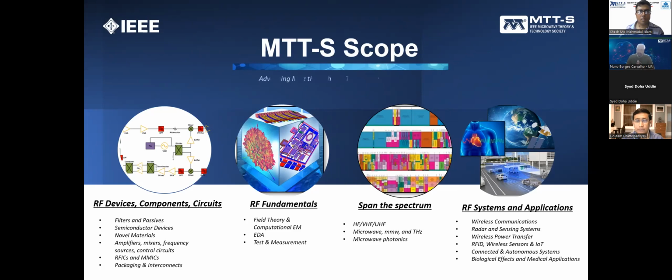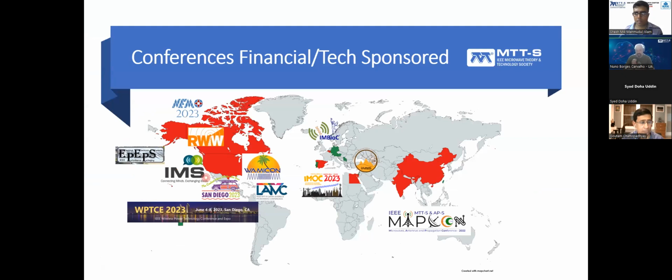So in order to accommodate that and also to accommodate more frequencies, we normally say that we are the megahertz to terahertz community. So in order to accommodate this frequency span, we decided to call ourselves the Microwave Theory and Technology Society. And in order to actually address all these points, we have several conferences around the world. You can see here most of our conferences, and the conferences span different countries.